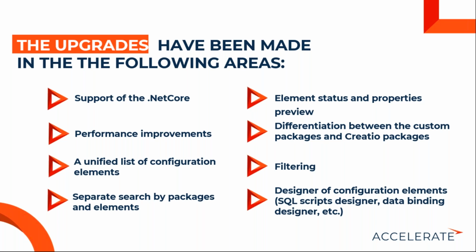So of course, we're talking about the support of .NET Core. We're talking about the performance improvements, having a unified list of configuration elements, having the ability to quickly search by packages and those elements as a unified search, right? Having filtering options, a new designer for some specific configuration items such as schemas, and of course, having a quick and simple way of understanding the difference between standard and custom packages. So these are the areas that we were working on improving, right?